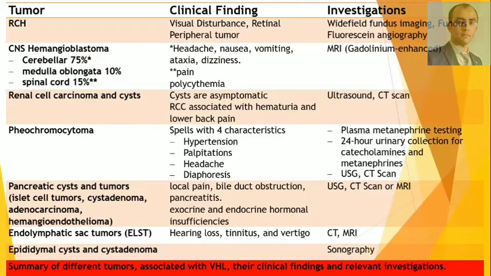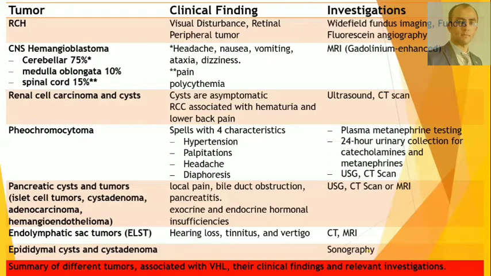So we can go for wide field fundus imaging and fundus fluorescein angiography to diagnose the RCH. Then there will be central nervous system hemangioblastomas, 75% of which are cerebellar in nature, and the patient will have headache, nausea, vomiting, ataxia, and other symptoms. For that, we need to go for magnetic resonance imaging, which should be gadolinium enhanced.